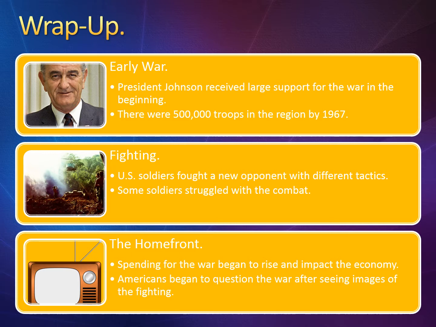All right, so remember in the early part of the war, President Johnson received large support for the war in the beginning. There were 500,000 troops in the region by 1967. In terms of fighting, U.S. soldiers fought a new opponent with different tactics. We talked about booby traps and the difficulty of fighting in the jungle and things like that. Some soldiers did struggle with the combat. Many began to question why they were there, or turned to alcohol and drugs. But again, I want you to remember that a lot of soldiers still fought and believed in the fighting for the most part.